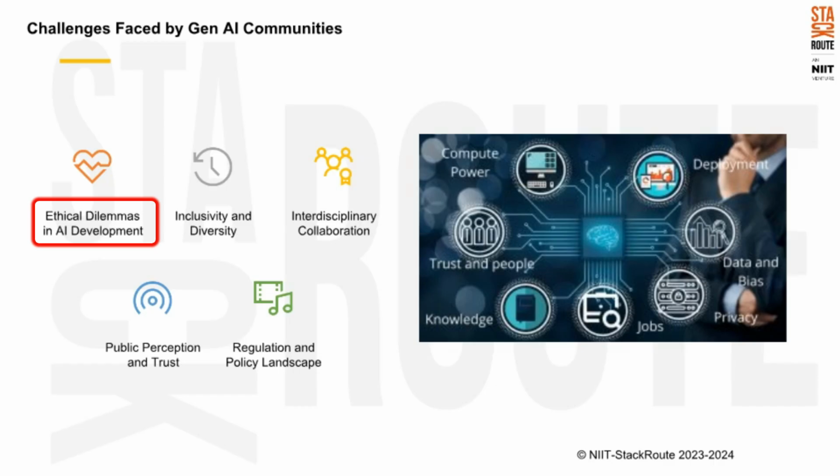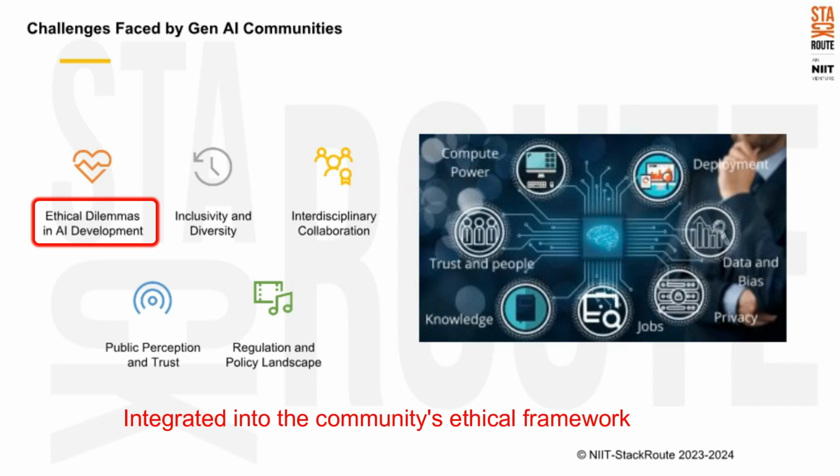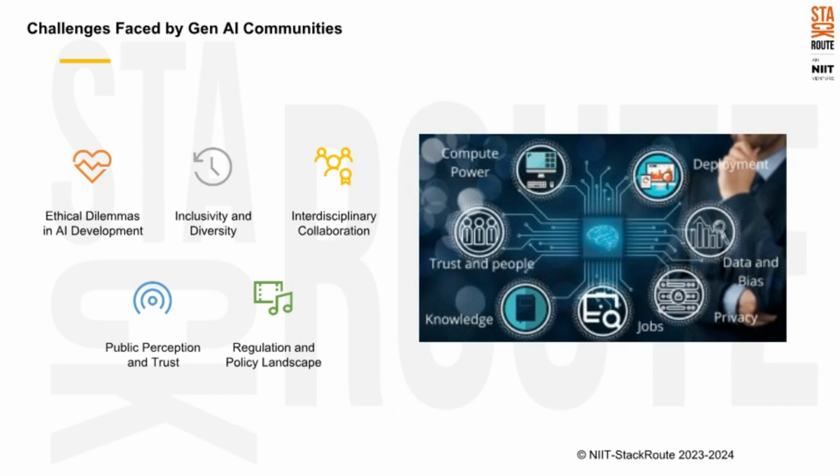Many GenAI communities face the challenge of navigating ethical dilemmas in AI development. Through real-world examples, we explore instances where communities have grappled with questions of bias, privacy, and responsible AI. Interviews with community leaders shed light on how these challenges are identified, addressed, and integrated into the community's ethical framework. Next is inclusivity and diversity.